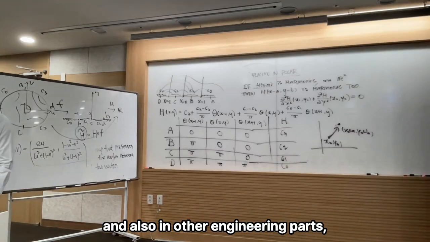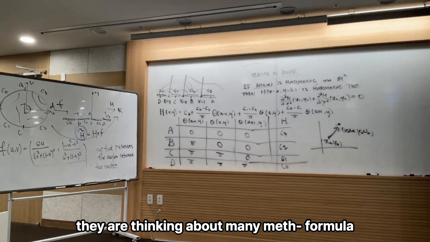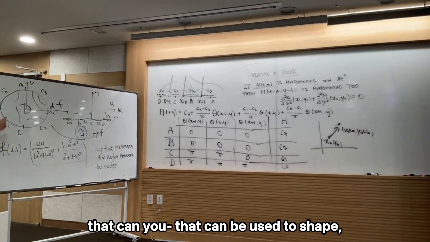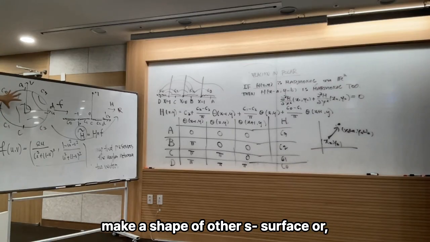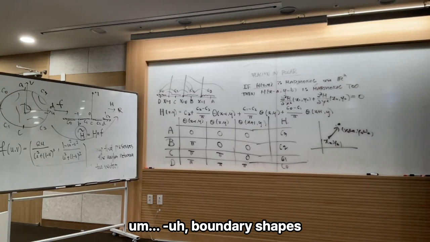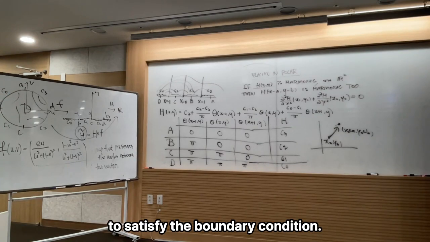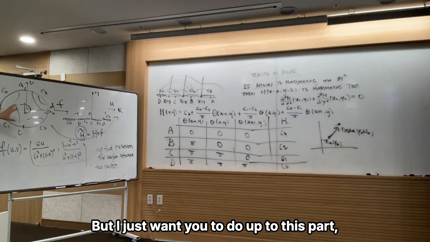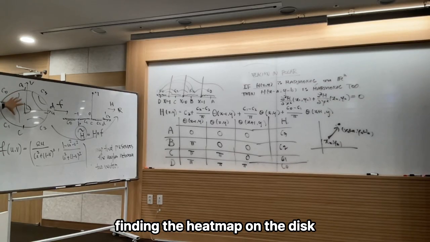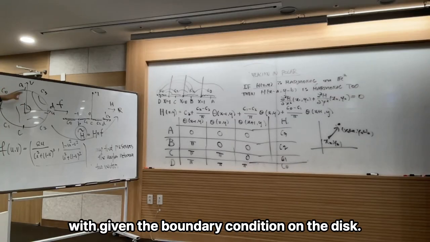in hydrodynamics and also in other engineering fields, they have many formulas that can be used to make other surface or boundary shapes, so that we can think about boundary conditions and find the function that satisfies the boundary condition. But I just want you to do up to this part, finding the heat map on the disk given the boundary condition on the disk.